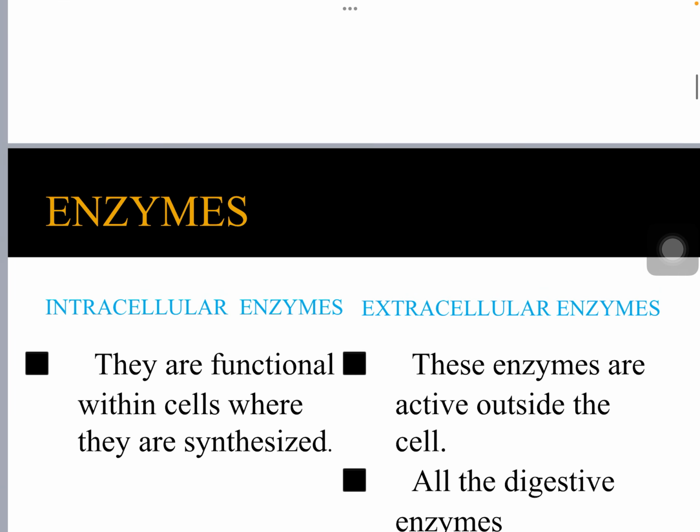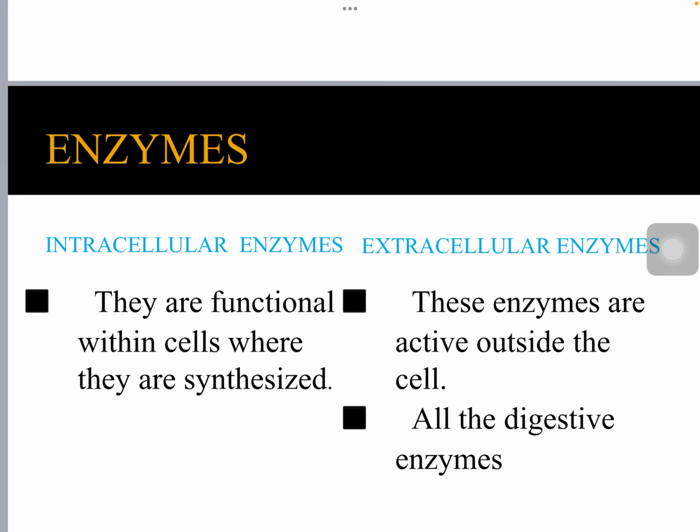Normally, there are two types of enzymes based on their location: intracellular enzymes and extracellular enzymes. Intracellular enzymes function within the cells where they are synthesized, whereas extracellular enzymes are active outside the cell. We consider all the digestive enzymes, such as the proteolytic enzymes pepsin, renin, carboxypeptidase, chymotrypsin, etc., to be extracellular enzymes.